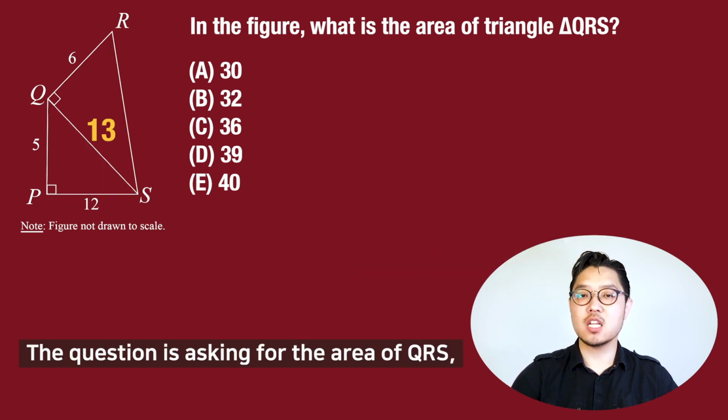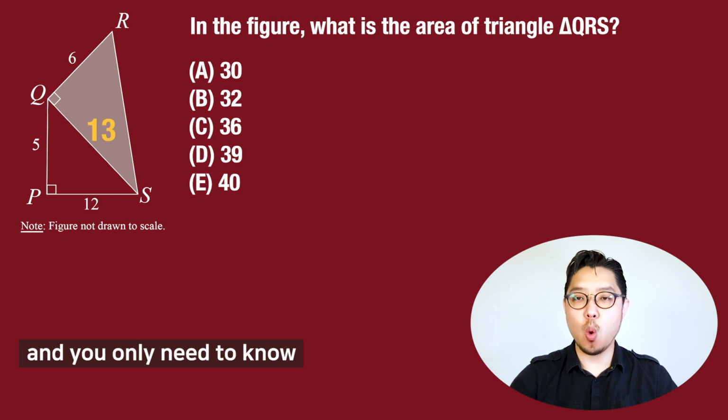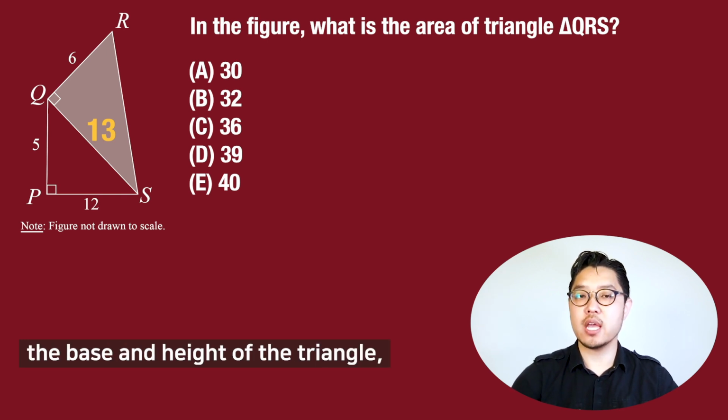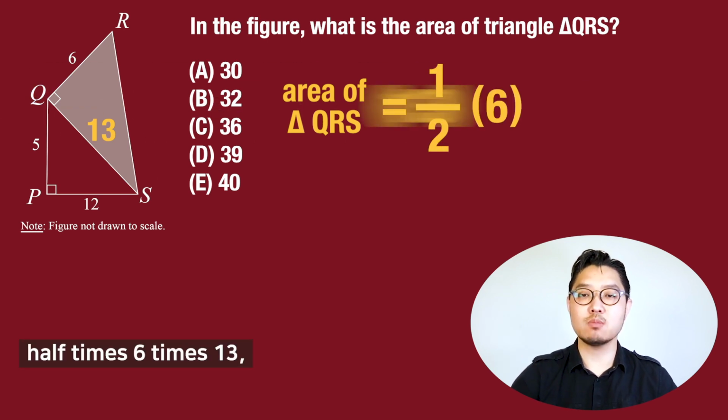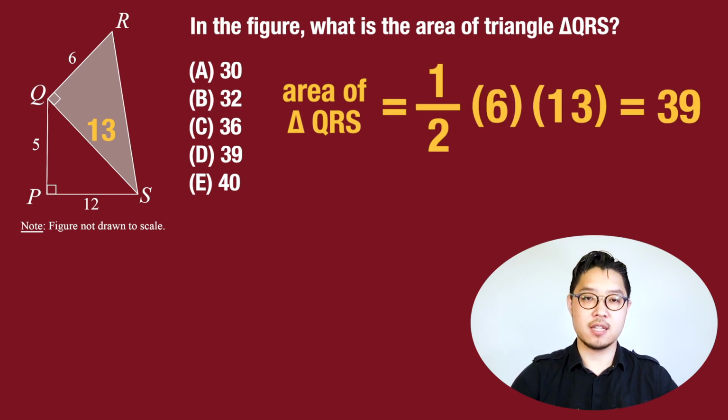The question is asking for the area of QRS, and you only need to know the base and height of the triangle, not the hypotenuse. So the area of QRS is half times 6 times 13, which is equal to 39. The answer is D.